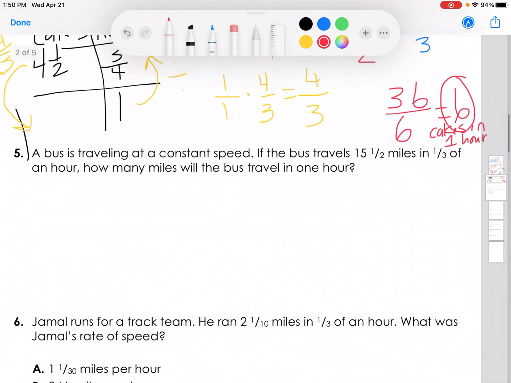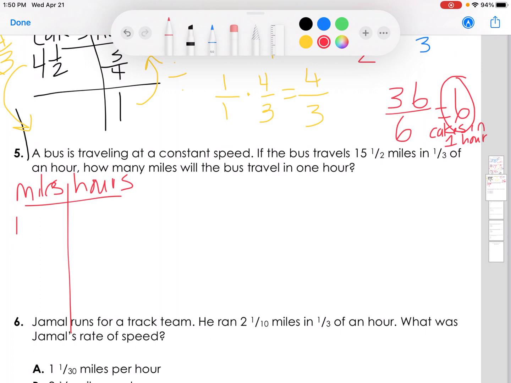Let's try the next one. A bus is traveling at a constant speed. If the bus travels 15.5 miles in 1/3 of an hour, how many miles will the bus travel in 1 hour? So again, I'm making my chart. I have miles and I have hours.